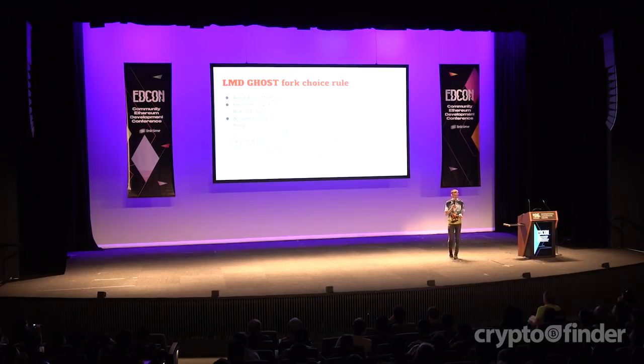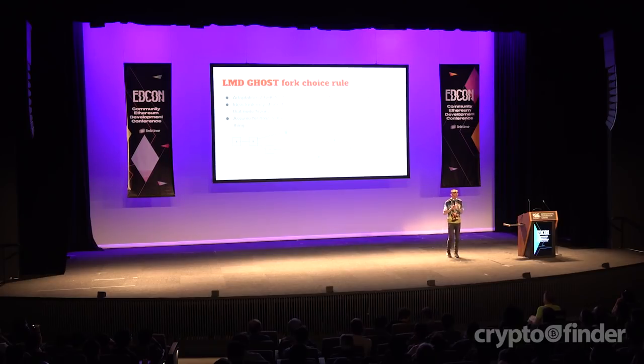And the way the GHOST protocol for proof of work worked is basically that instead of looking at the longest chain, you do this kind of block-by-block procedure where every time you reach a block that has 2 children, you pick the child that has more blocks in total supporting it, even if those blocks are not part of the same chain.